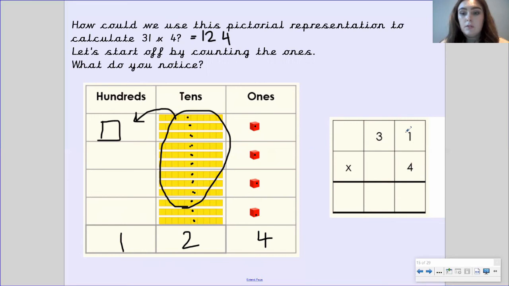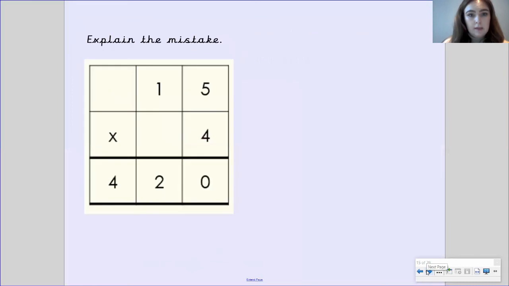Now, if we're going to be showing that in the column method, we need to start with our 1. So we do 4 times 1, which we know is 4. Then 4 times 3, which we know is 12, or 4 times 30, which would be 120. So we put the 10 in the tens column and the 100 in the hundreds column. Hundreds, tens, ones. It's really important that you are putting them into the correct columns, because if you don't, you are going to get very confused.